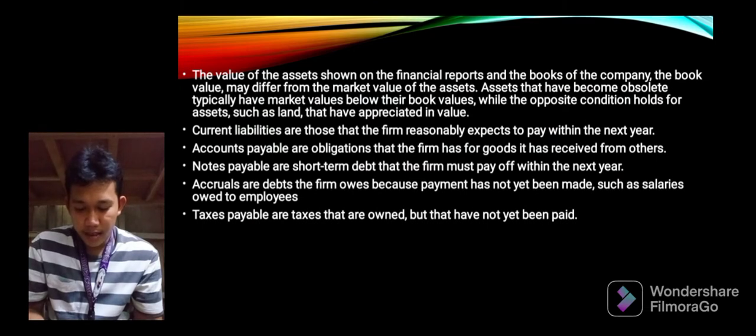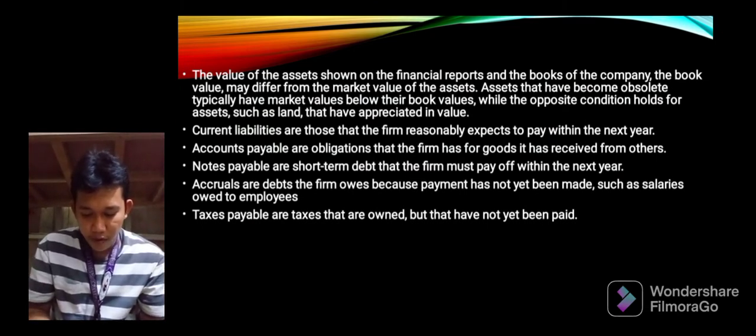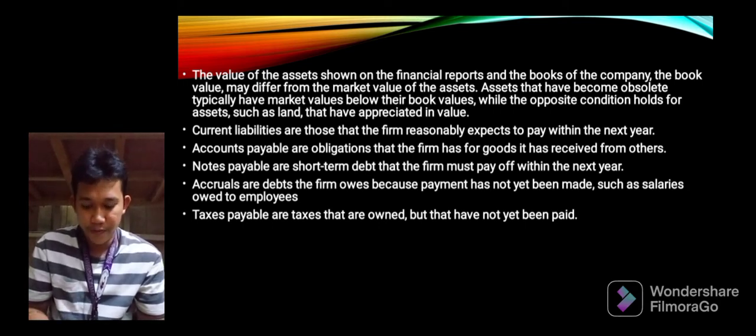The values of assets shown in the financial reports and books of the company, the book value, may differ from the market value of the asset. Assets that have become obsolete typically have market values below the book value, while the opposite condition holds for assets such as land, which have appreciated in value.